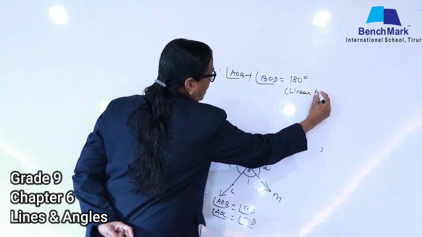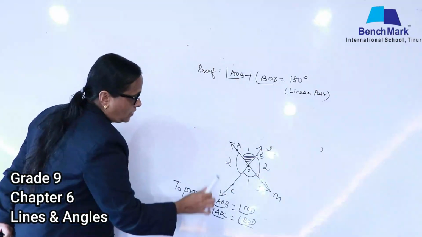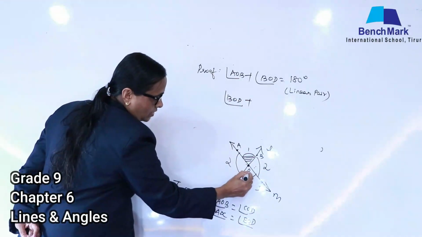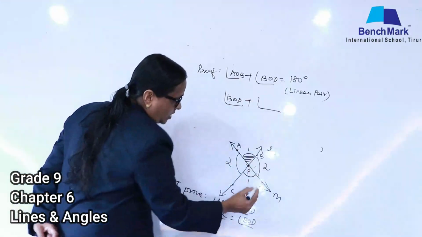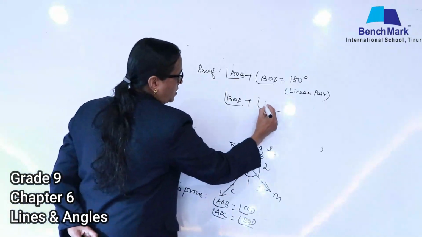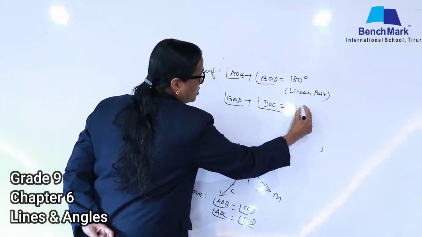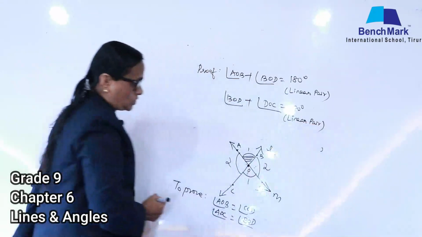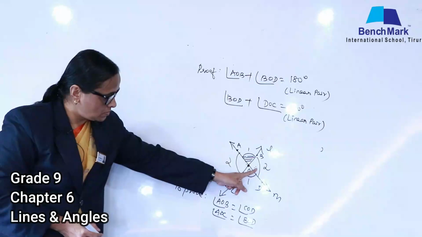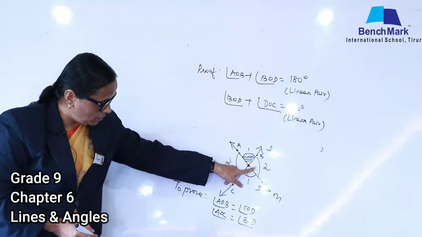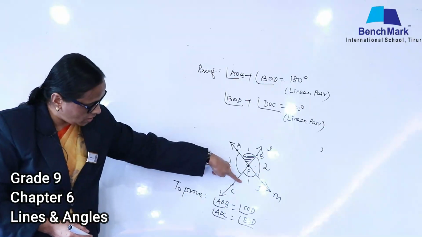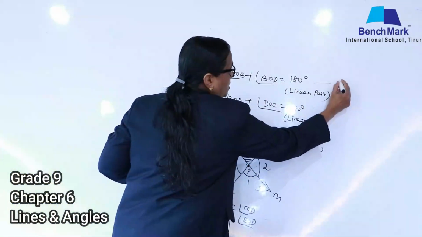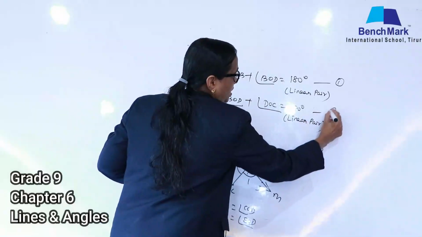Linear pair. Similarly, I can write angle BOD plus DOC is also 180 degree. Linear pair. AOB plus BOD is 180 degree. BOD plus DOC is also 180 degree. I'll name this equation as 1, this equation as 2.